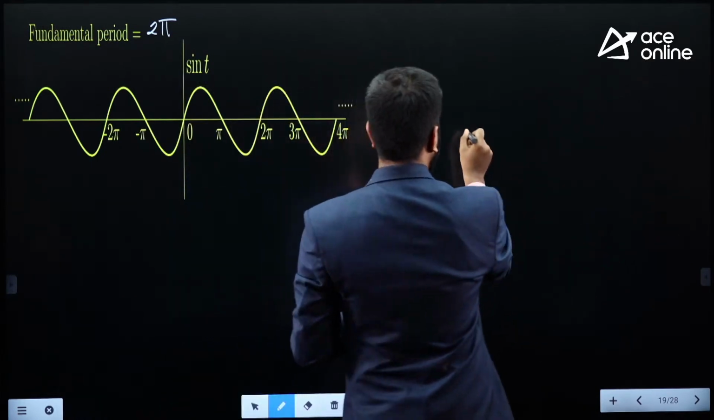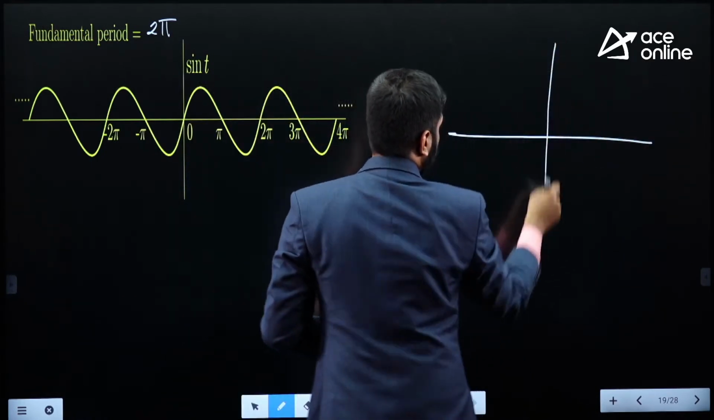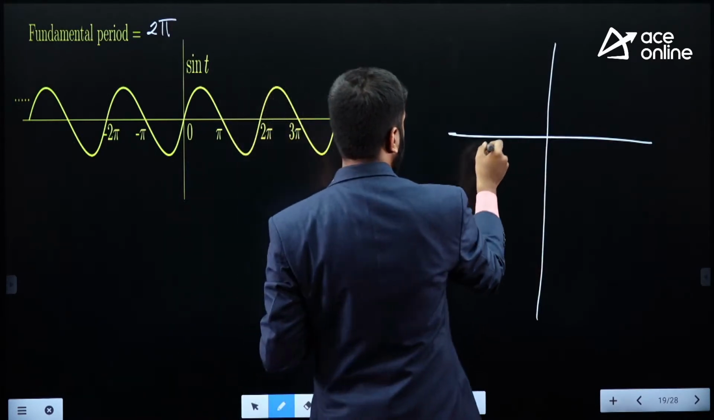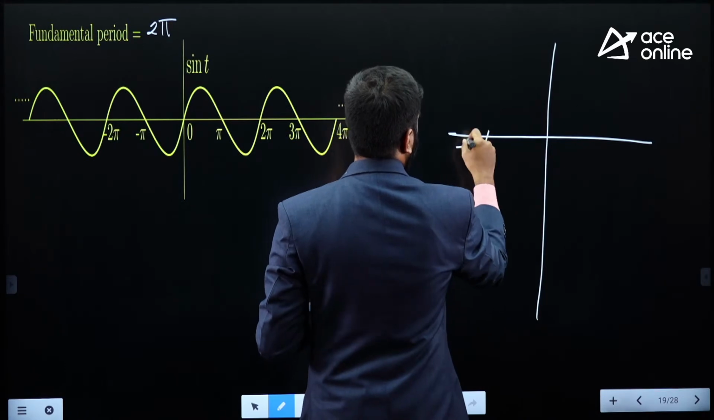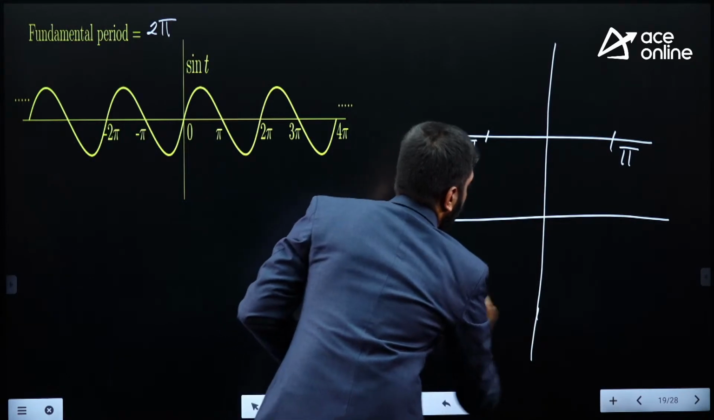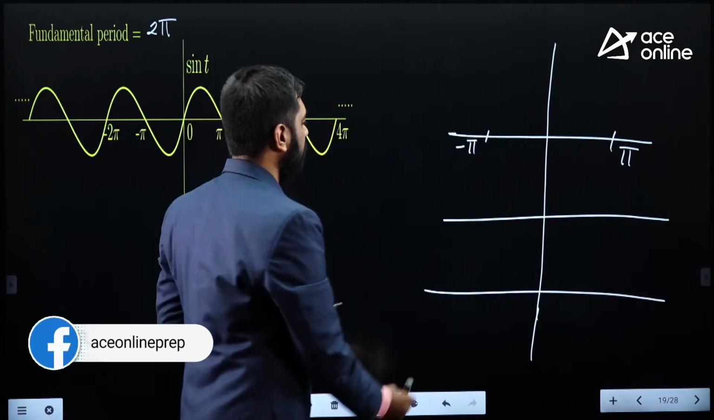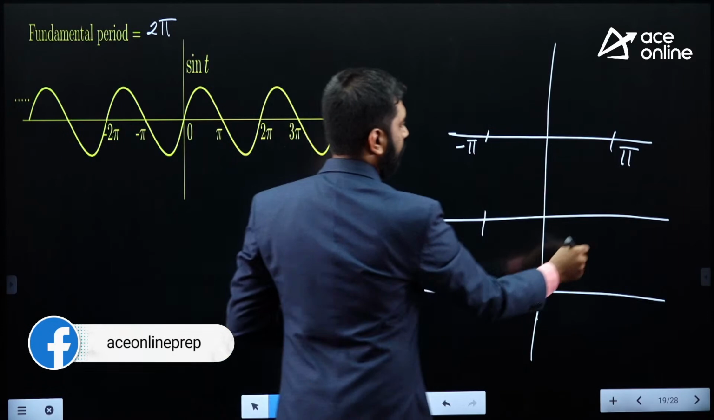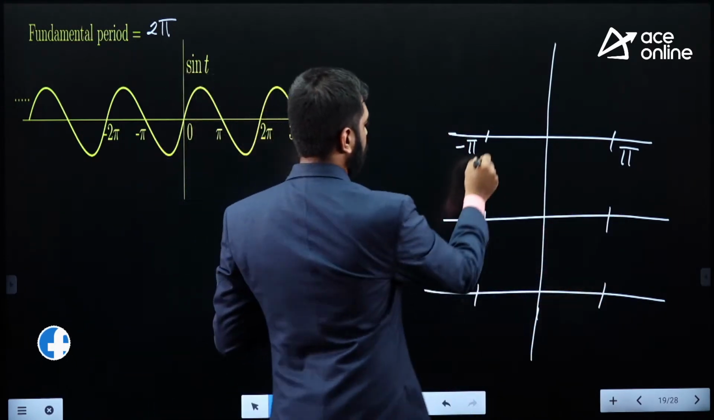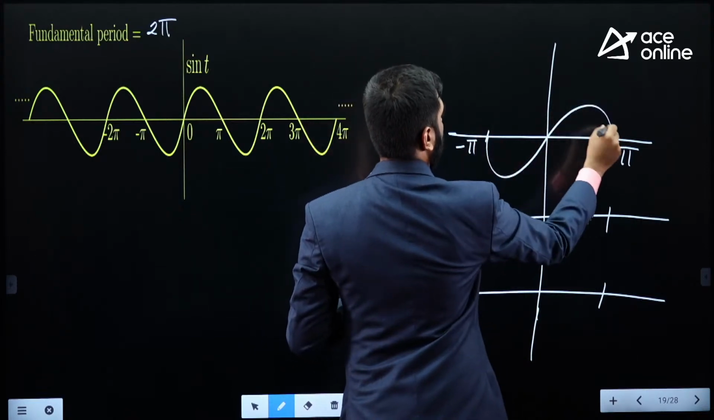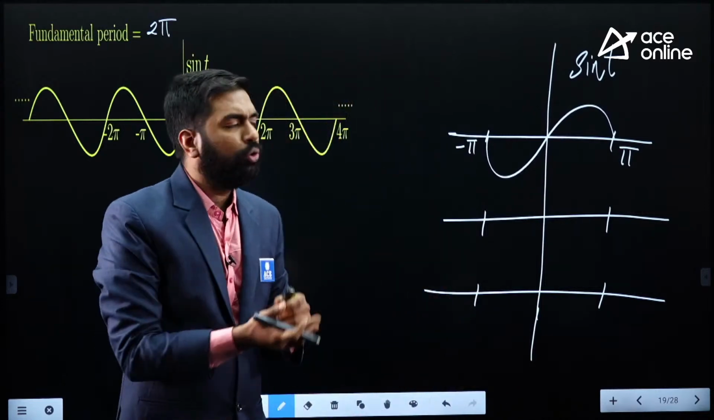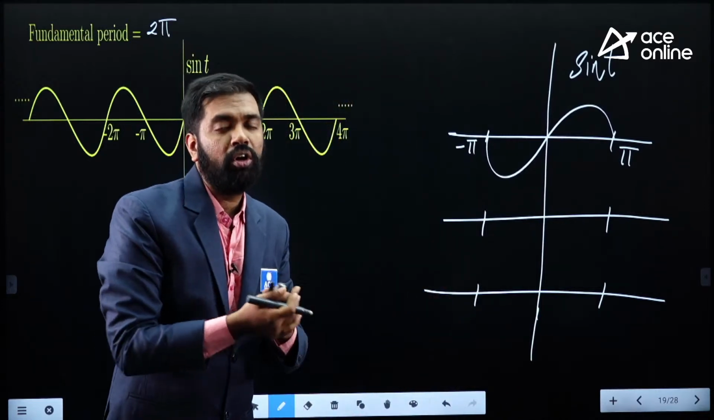What I'll do is, I'll just draw the given signal in one of the fundamental period. So let's say this is minus pi, let's say this is pi. I'm interested in drawing the given signal in one of the fundamental period. So let's mark something like this. I'll just draw the sine function like this. What is this? This is sine t. Now I want to show you how to check whether it is odd or not.